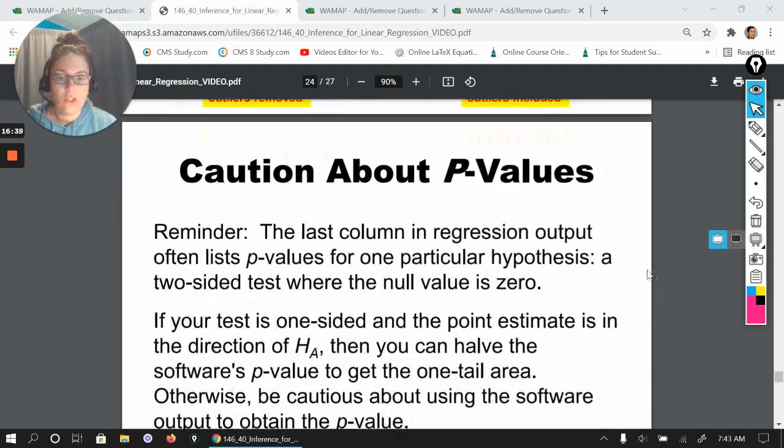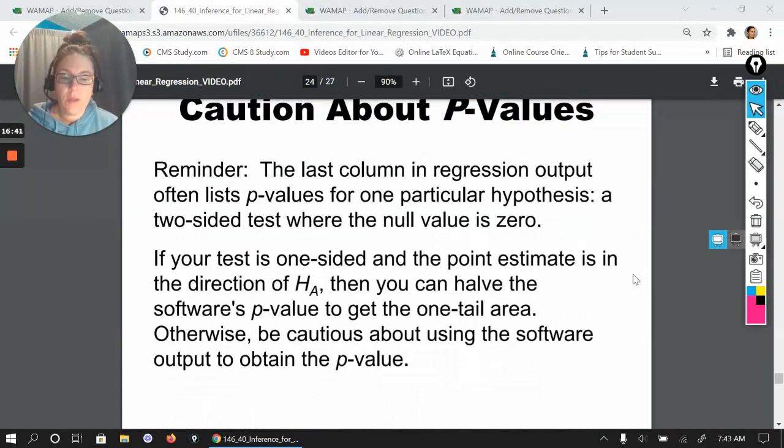So one more caution about p-values. Just as a reminder, the last column in the regression output often lists p-values for one particular hypothesis. It is a two-sided test where the null value is 0. If your test is one-sided and the point estimate is in the direction of the alternative hypothesis, then you can just cut in half the software's p-value to get the one-tail area. Otherwise, be cautious about using the software output to obtain the p-value.